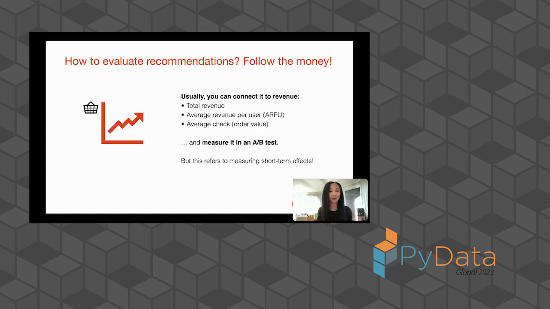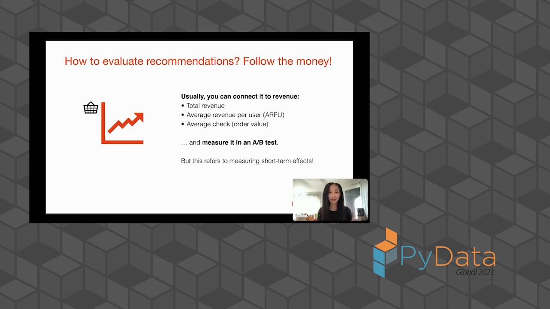So the question is how to evaluate recommendations. Pretty often when we use a recommender system, we optimize our business process or technological process one way or another, right? And this is why usually we can follow the money. Basically, for almost any service which uses a recommender system, we can calculate something like total revenue or average revenue per user. Maybe it's average check or something related to money. And the good news is that it's quite convenient and easy to measure the economic effect of our recommender system in online experiments like an A/B test.